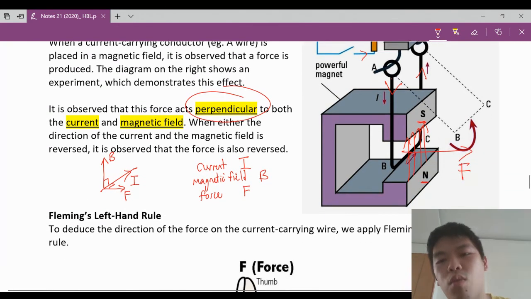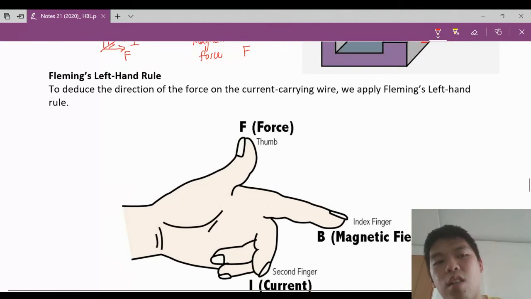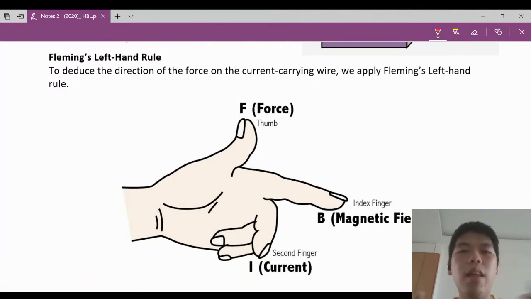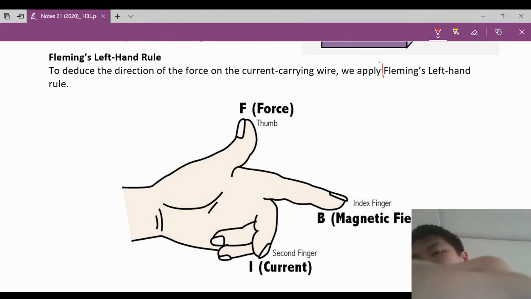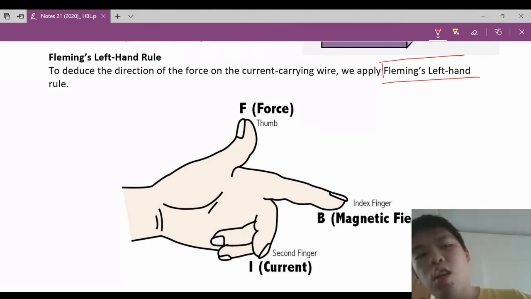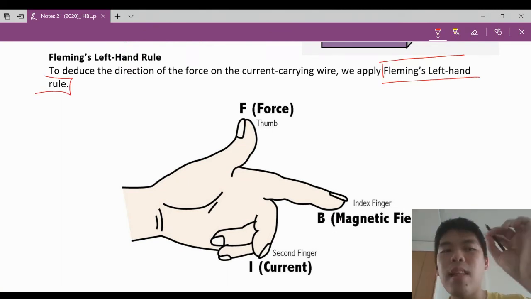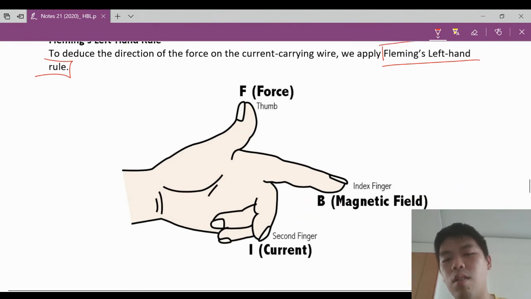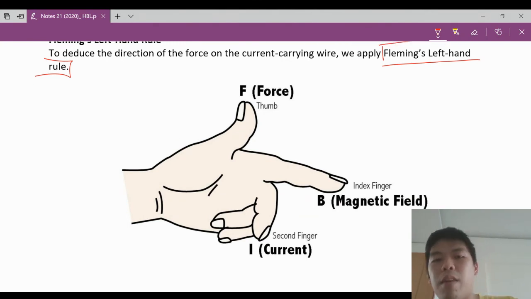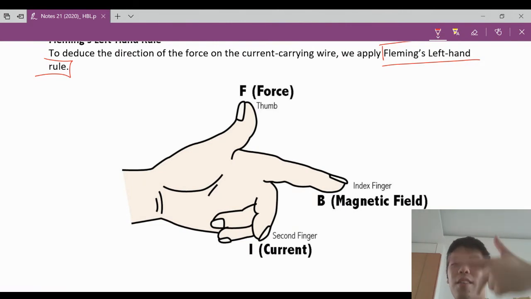Once we know this, we can bring in Fleming's left-hand rule. So take out your left hand. To deduce the direction of the force, we use Fleming's left-hand rule. This is different from your right-hand grip rule. You must be able to state Fleming's left-hand rule before we use it for any explanation in your worksheet. How do you remember this? Take out your fingers and make sure they are all 90 degrees to one another.